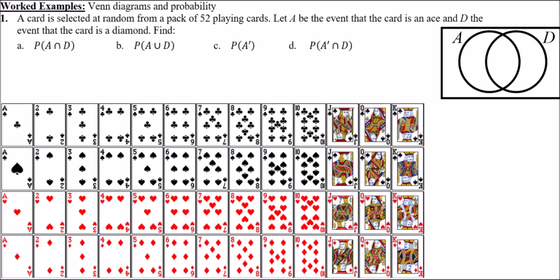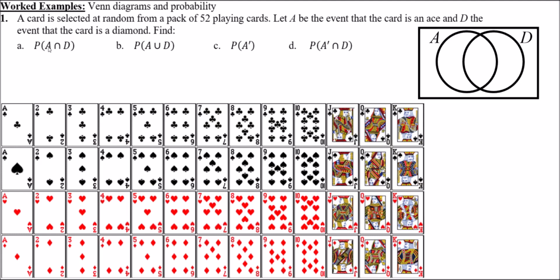Firstly, this question is about aces and diamonds. So let's get a Venn diagram going, where we can think of aces as region A, diamonds as region D, aces and diamonds together in the middle, and if they're not aces and not diamonds either, they go on the outside.